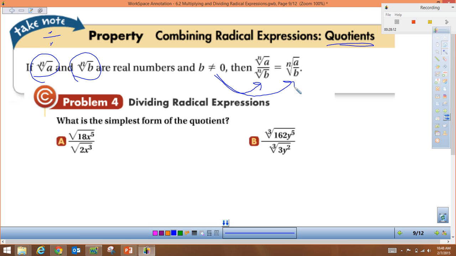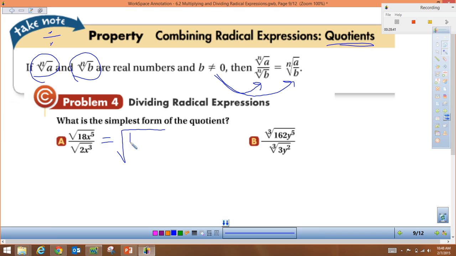Then they can both go under the radical. Okay, so the nth root of A divided by the nth root of B can become 1 nth root under the radical, A divided by B. So let's work on that. First example is the square root of 18x to the 5th over the square root of 2x to the 3rd. Let's put that under one radical.